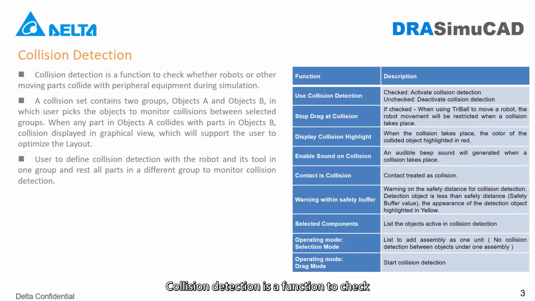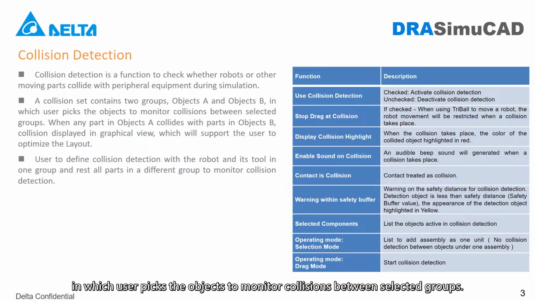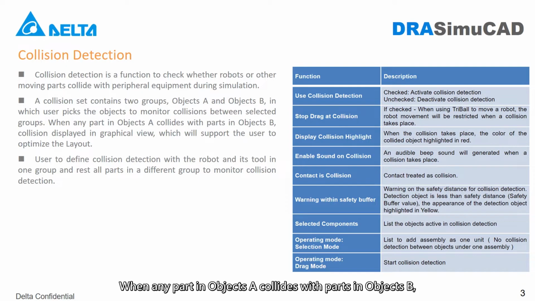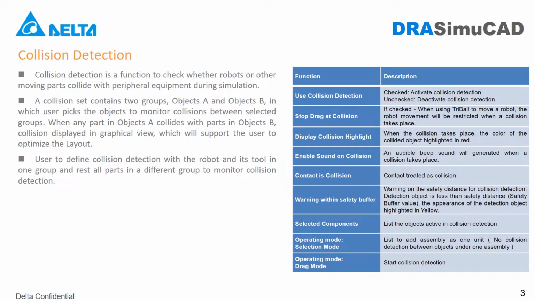Collision detection is a function to check whether robots or other moving parts collide with peripheral equipment during simulation. A collision set contains two groups, objects A and objects B, in which the user picks the objects to monitor collisions between selected groups. When any part in objects A collides with parts in objects B, the collision is displayed in the graphical view, which will support the user to optimize the layout.